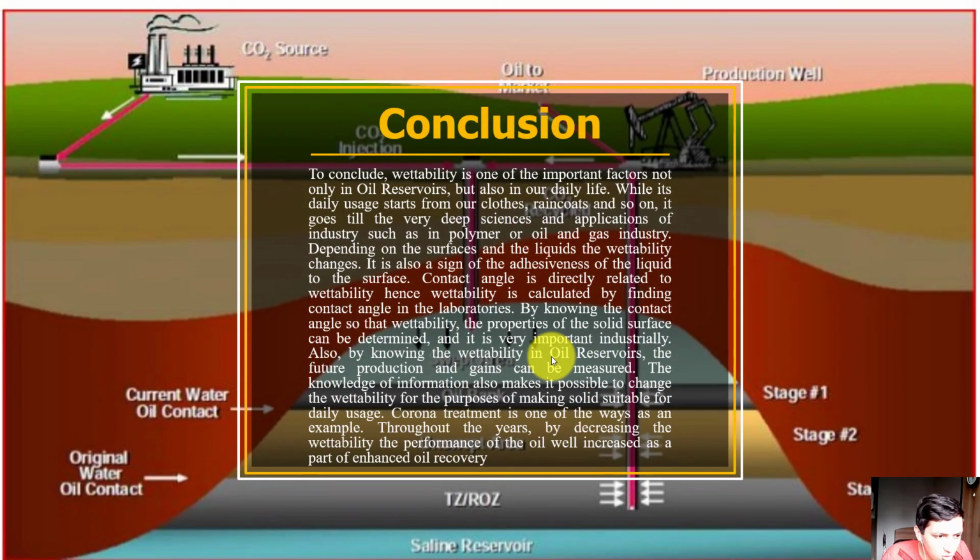So as a conclusion, we can conclude that wettability is a very important factor in oil reservoirs, not only there but also in daily life. While its daily usage starts from our clothes and raincoats, it also goes very deep into science and applications in industry, like in the polymer industry or the oil and gas industry. Depending on the surfaces, we may want wettability to be high or low, and also wettability is a sign of adhesiveness of the liquid to the surface. Also, contact angle is directly related to wettability because wettability is found or calculated by finding the contact angle in laboratories.